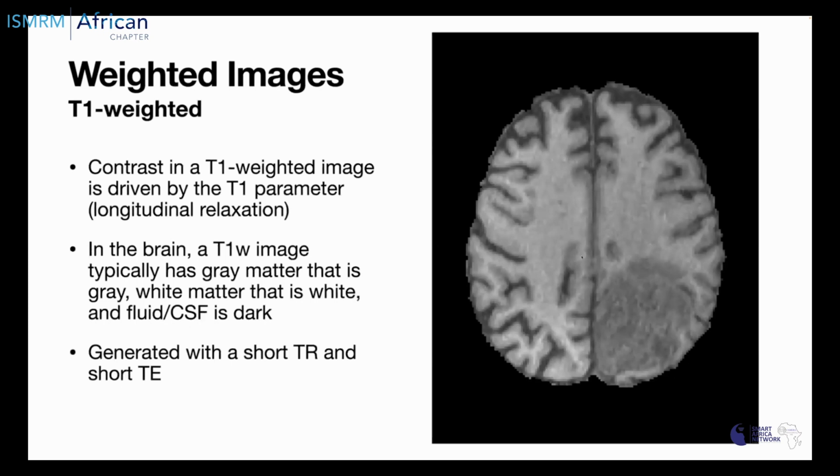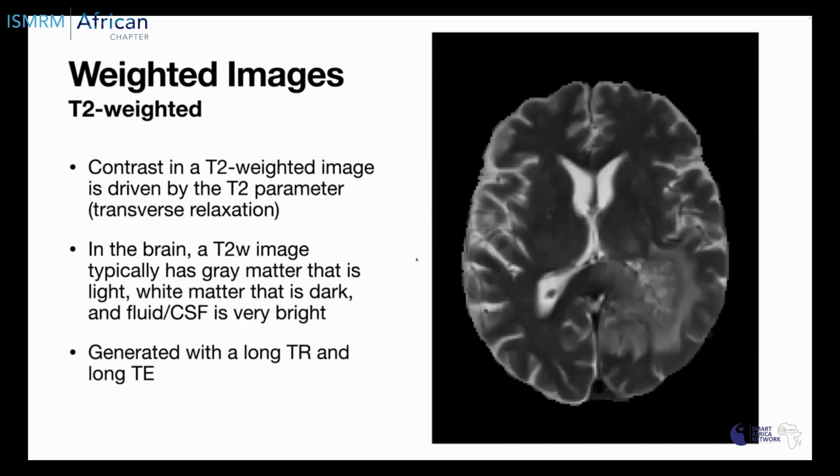So for example, a T1 weighted image is one in which the contrast is driven by the T1 longitudinal relaxation parameter. And again, all my examples are in the brain because I work with neuroimaging. In the brain, a T1 weighted image typically has gray matter that is gray, white matter that is white, and fluid or CSF that is dark, right? The way that you generate a T1 weighted image is typically with a short TR, because you want to be sensitized to the T1 relaxation, and a short TE, because you don't want to be sensitive to T2.